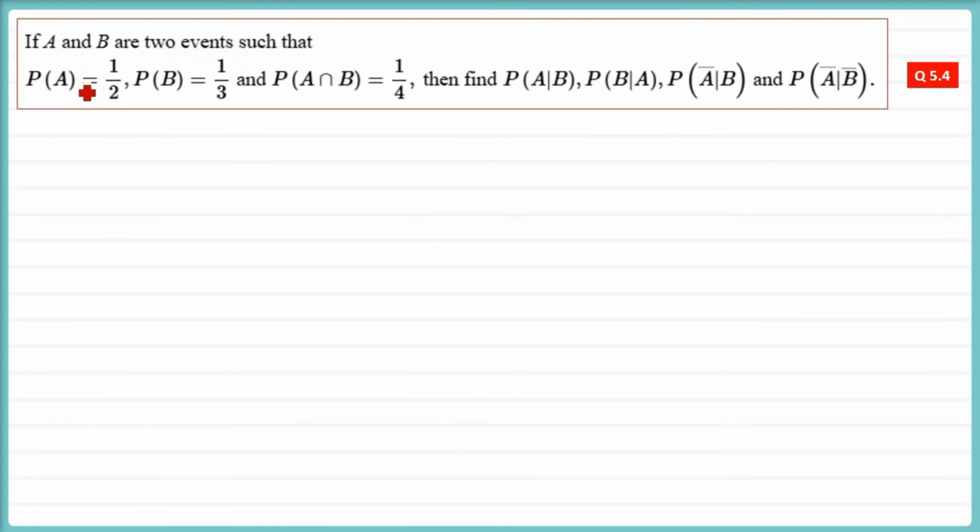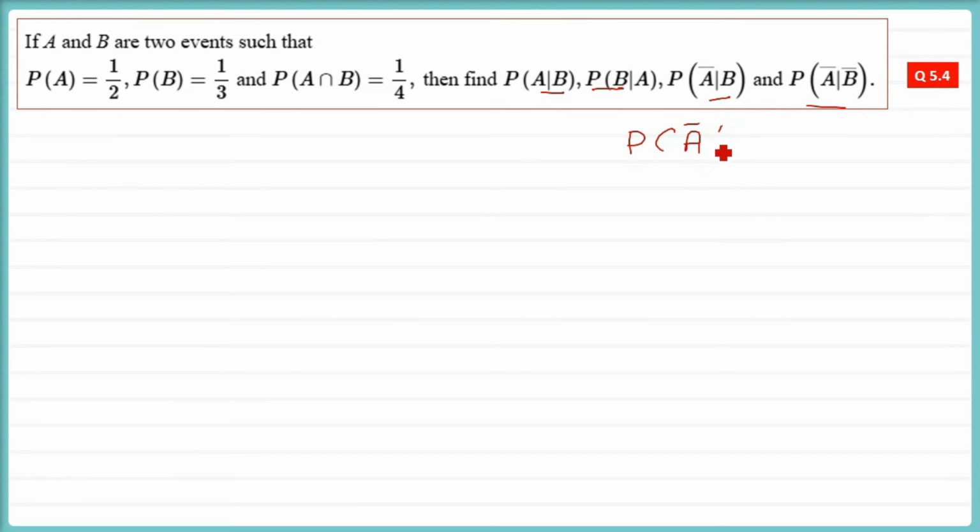Next one: P(A) is given, P(B) is given, P(A intersection B) is given. So P(A by B) has to be computed, P(B by A) is to be computed, P(A naught by B) is to be computed, and P(A naught by B naught) has to be computed. Now those which can be computed easily, let's start with that, because A intersection B is already given and P(A by B) and P(B by A) can be easily computed with this.